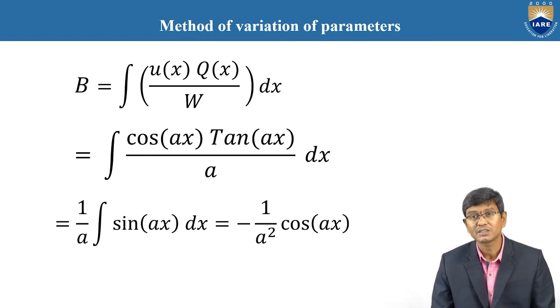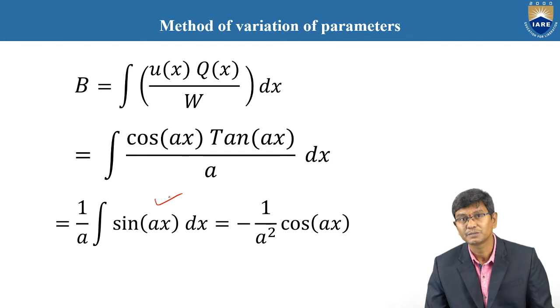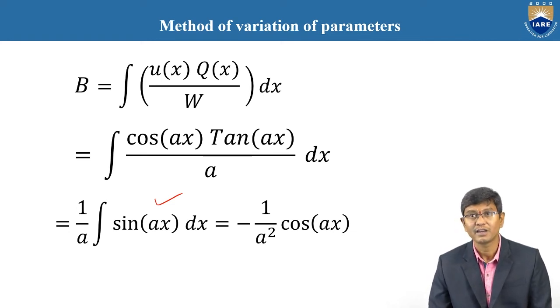Therefore, the cos x terms both cancel. The remaining part is 1 by a into the integration of sin x dx. Therefore, the integration of sin x is minus cos x. Therefore, already 1 by a exists. Therefore, B is equal to minus 1 by a square into cos x.